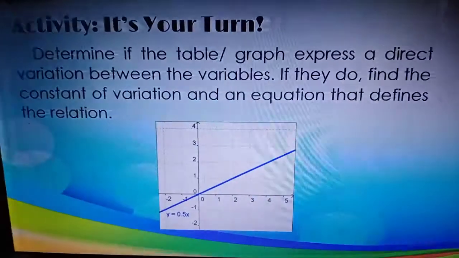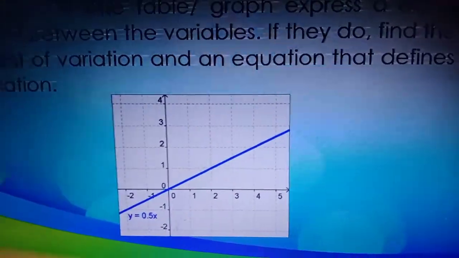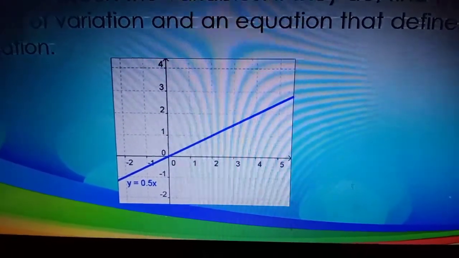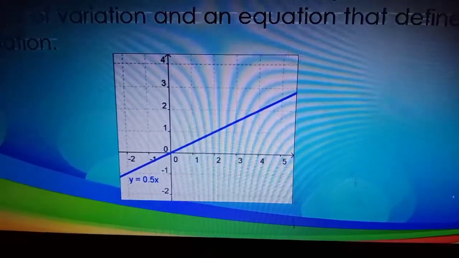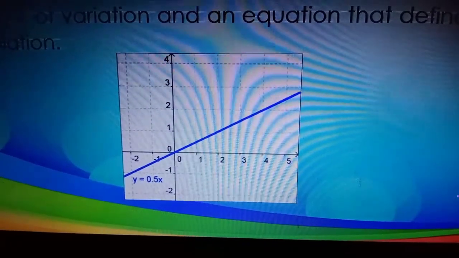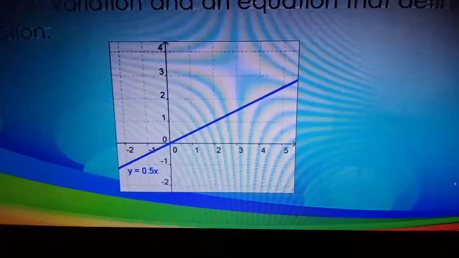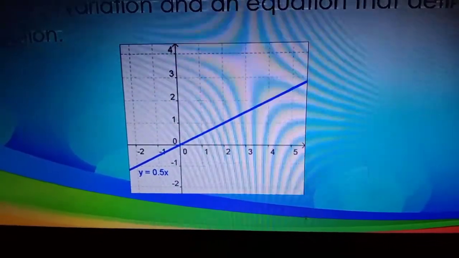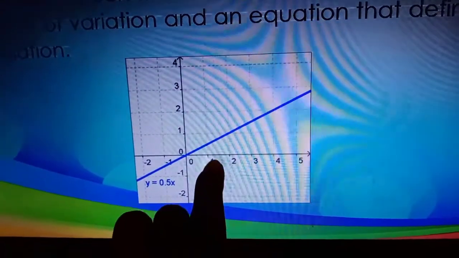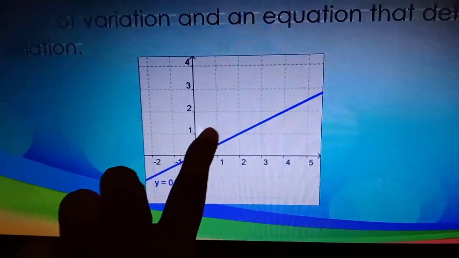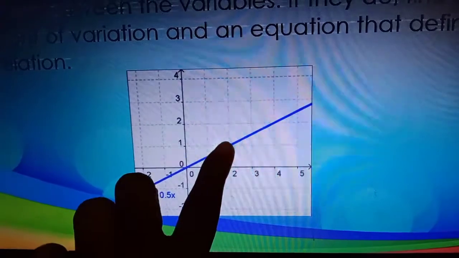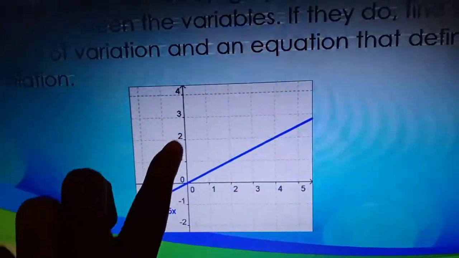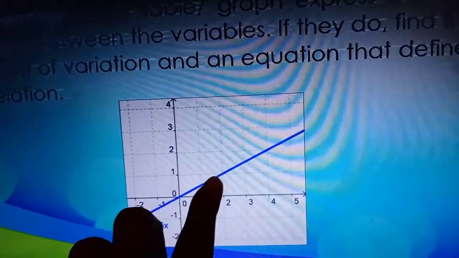What if the given is a graph? How do we determine whether this is a direct variation or not? More or less, we need to find a set of ordered pairs x, y. So the first is 2, 1. If we are going to get the ratio of y to x, that's 1/2.